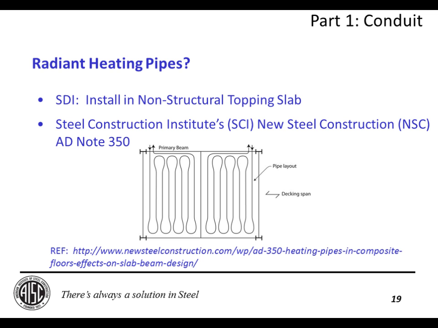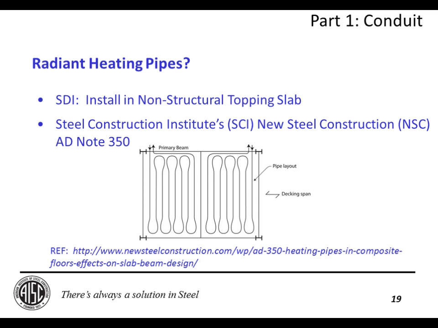Steel Construction Institute, which is ACI's sister organization, produced a technical note 350, which is given from the URL on this screen, that addresses a lot of situations that come up with a heating pipe situation. And really this is very applicable to closely spaced conduit as well. So it's a pretty good set of rules for you to follow, and I'm going to go over them.